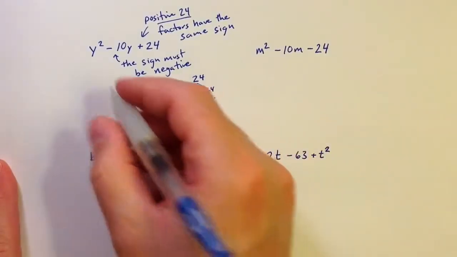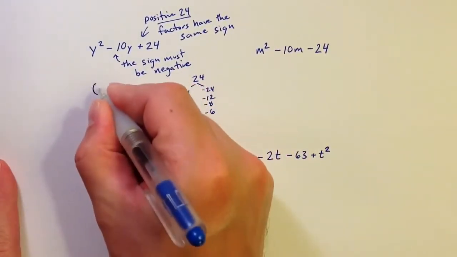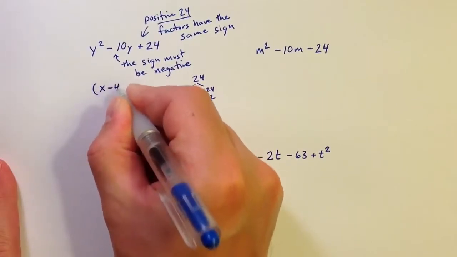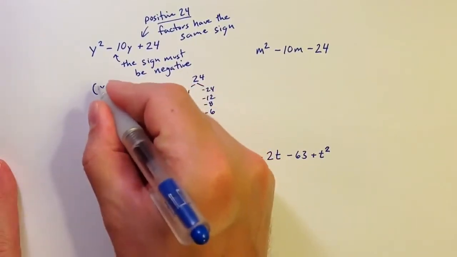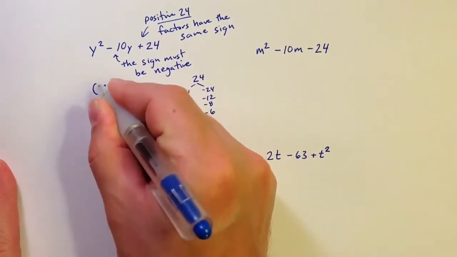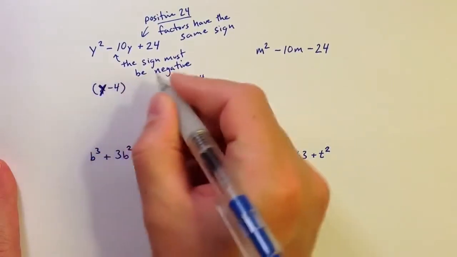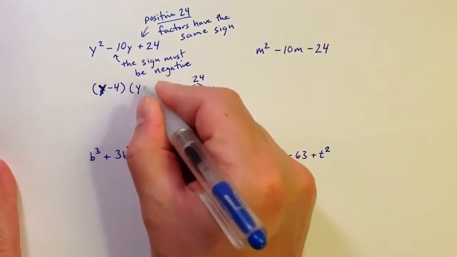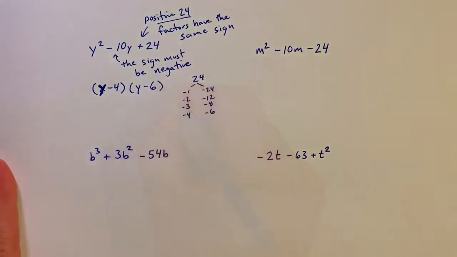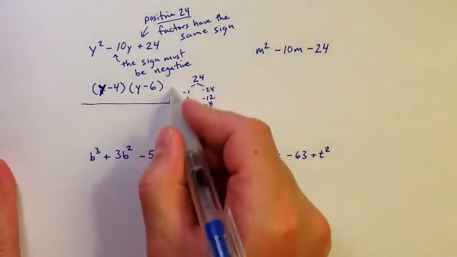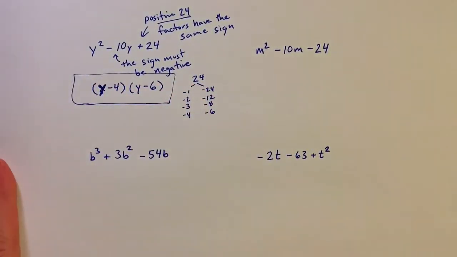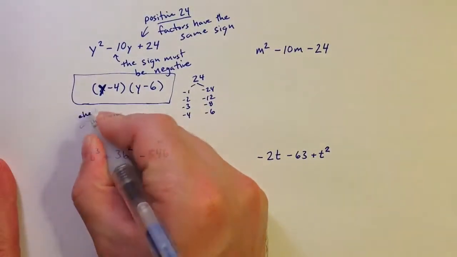And so it turns out the factorization is x minus 4. Sorry, I should say y minus 4. Sorry, I changed my variable there. y minus 4 times y minus 6. So that would be our factored answer. We can always check by FOILing that back out.